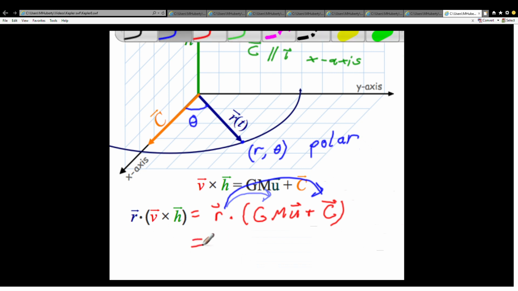So we have r dot GM u, G and M are constants. We'll just pull those up front. So we get GM scalar multiplied by r dot u plus r dot c.